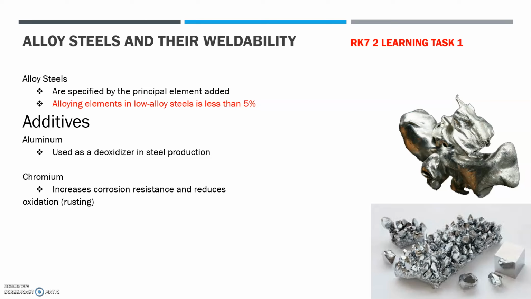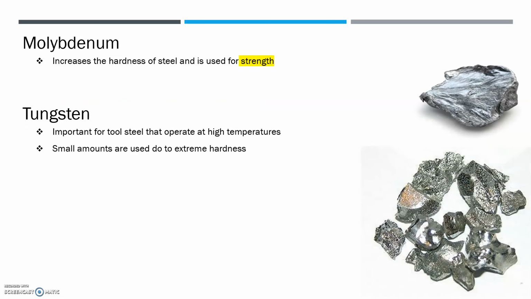Some common additives are aluminum, which is used as a deoxidizer, chromium, which will increase corrosion resistance, molybdenum increases hardness and is used for strengthening steels. Tungsten is added in small quantities due to extreme hardness. Tungsten retains hardness at very high temperatures, even when it's red hot. This is why it is used as the electrode for TIG welding.